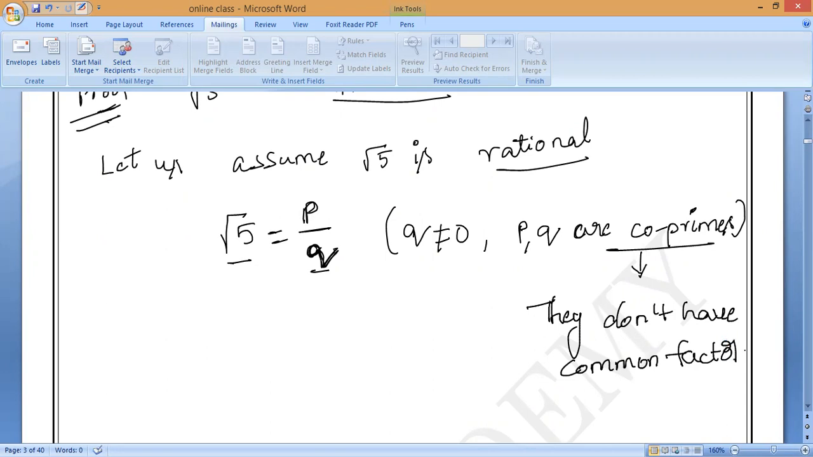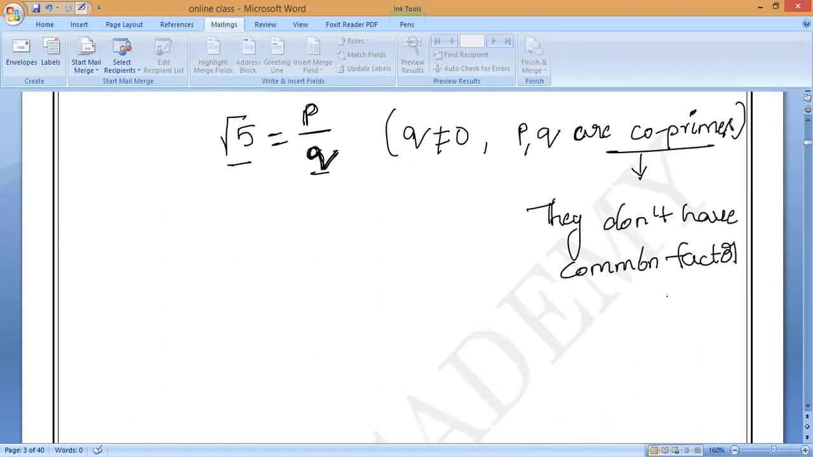Say some example for co-primes. Say anyone. 1 by 2. Co-primes means two numbers, p and q. See, 2 and 3 are the co-primes.